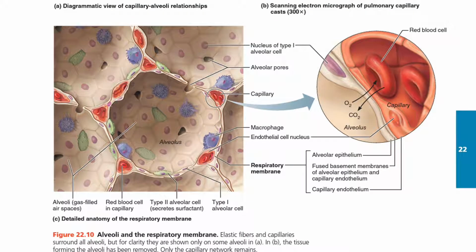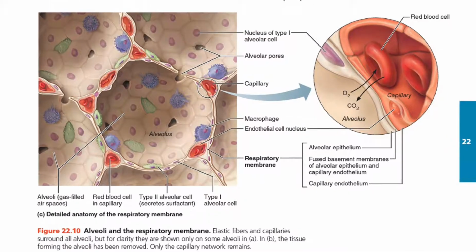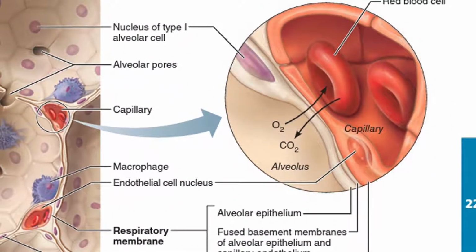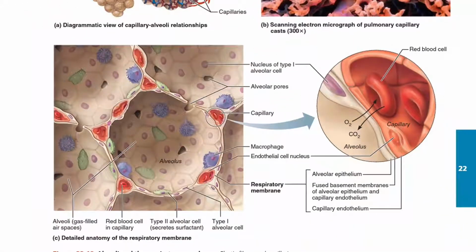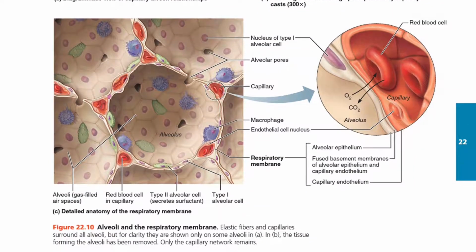Then you see this. Okay. Detailed anatomy of the respiratory membrane. And over here you see the respiratory membrane is shown. Okay. Alveoli and the respiratory membrane. So all the cells you see, capillary, macrophage. Understand?